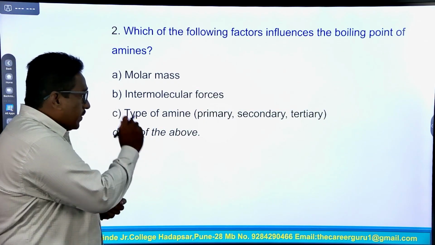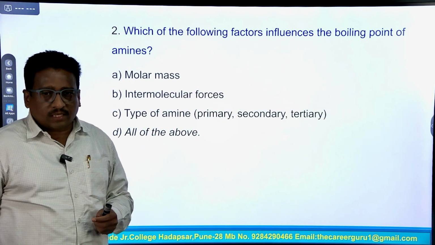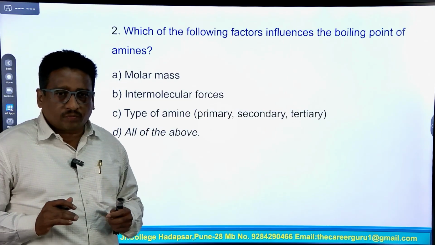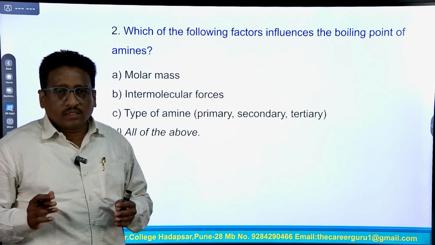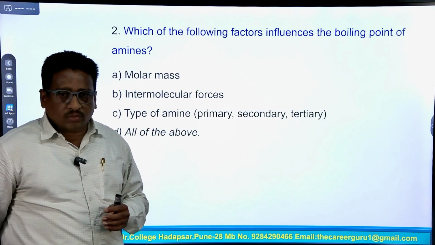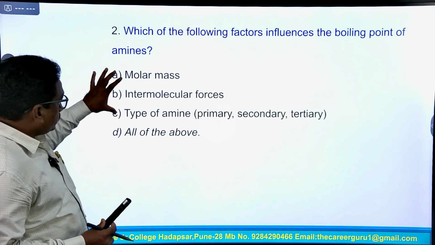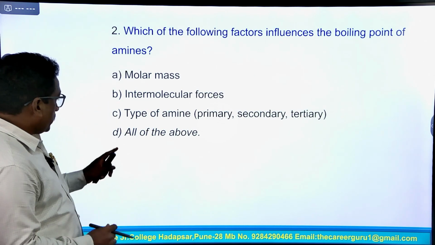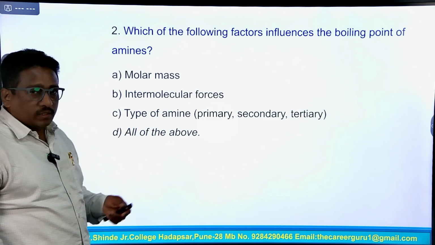Number 3, types of amine: primary, secondary and tertiary amine. Primary amines have the highest intermolecular force of attraction between molecules, while secondary and tertiary amines form less intermolecular hydrogen bonding. So all three are factors that influence the boiling point. The correct option is D, all of the above.